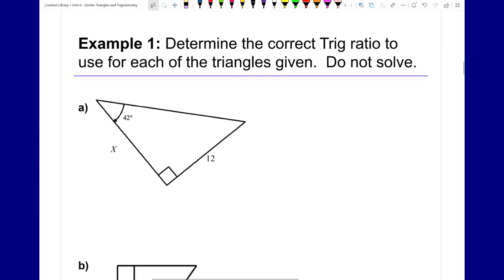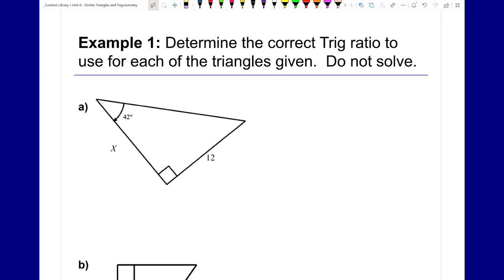In this first example, all we're going to do is go through and determine the correct trig ratio to use. In the previous lessons, we knew what trig ratio to use because our lessons focused specifically on one of the ratios. But now we need to determine what ratio we're going to use. So again, the first step is to label our sides. Across from 90 degrees is our hypotenuse. We have a reference angle, so across from our reference angle is our opposite. And the side between the angle and 90 degrees is our adjacent.